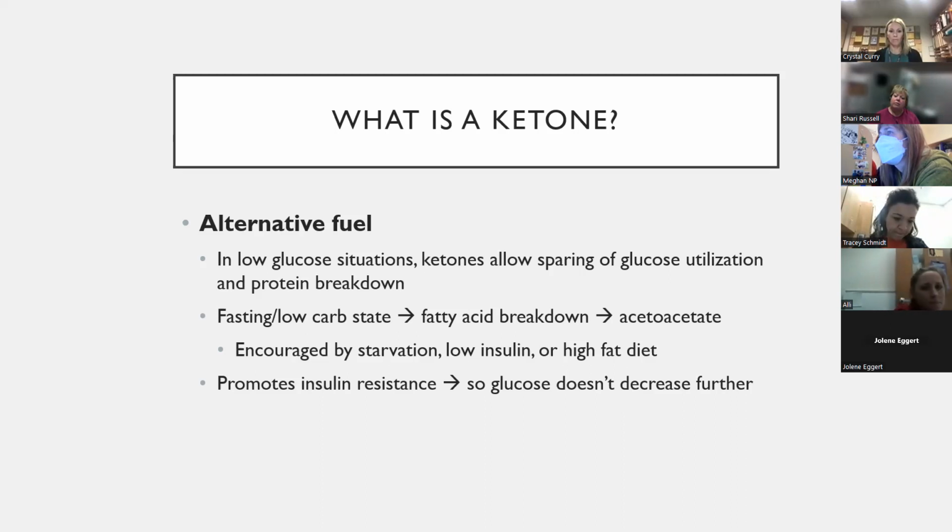When you're in a fasting and low carb state, ketones actually come from fat. So you'll have fatty acid breakdown, and that will traditionally form acetoacetate. This is encouraged again by fasting or starvation states, and the hormone situations that are usually tied to that, low insulin. You'll also see more ketone production if you have a high fat diet, more substrate for that. And ketones will promote insulin resistance, which makes sense. If you are in a starving state and your blood sugar is low to begin with, your body is going to want to minimize how much glucose is taken up and make sure that it's available to other tissues and cells.